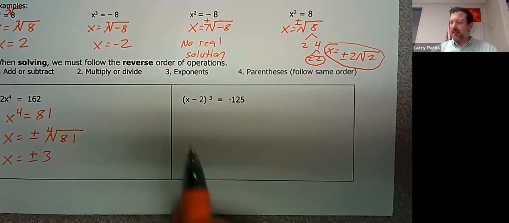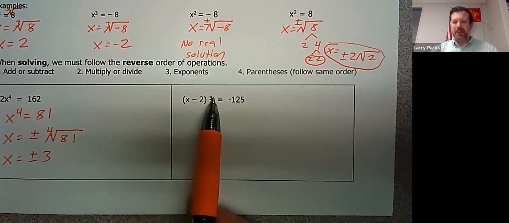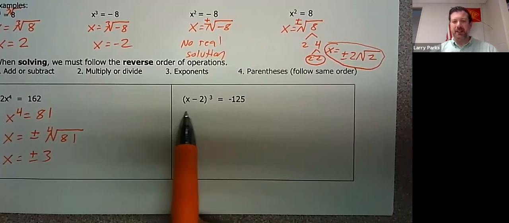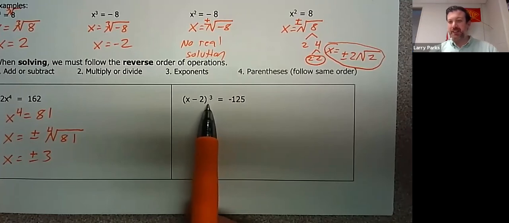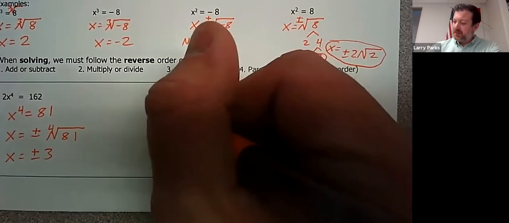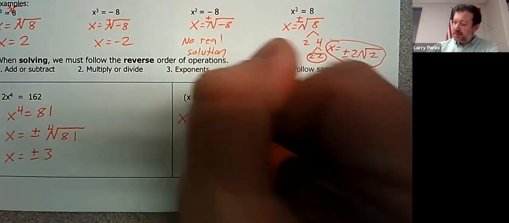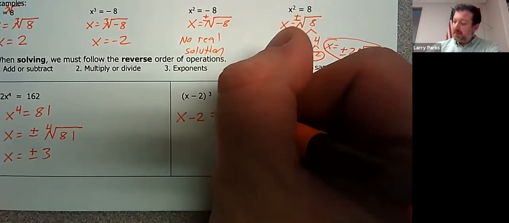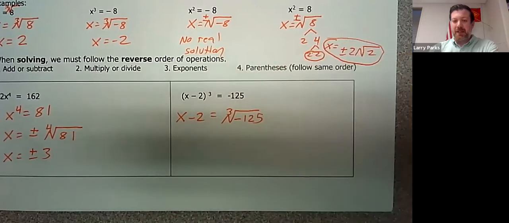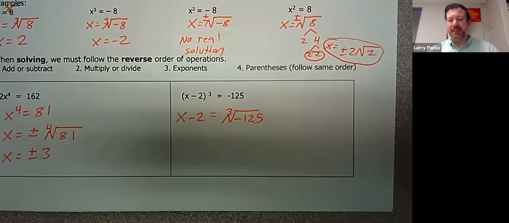Here I have the power by itself. There's no way to get rid of a -2 because it's with the x. If there was a number out here, I would divide by it. If there was a plus out here, I would subtract it. But to undo the power of 3, I take the cube root. And because cubed is odd, you do not do positive and negative.